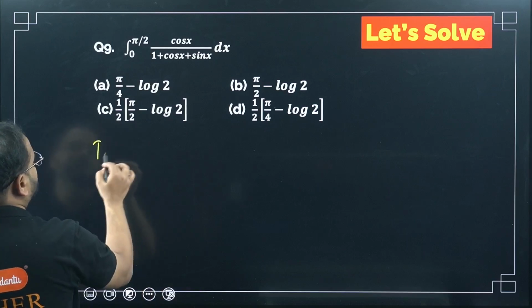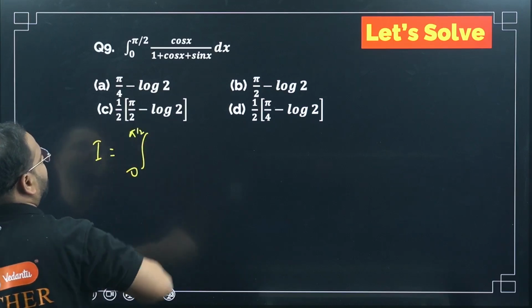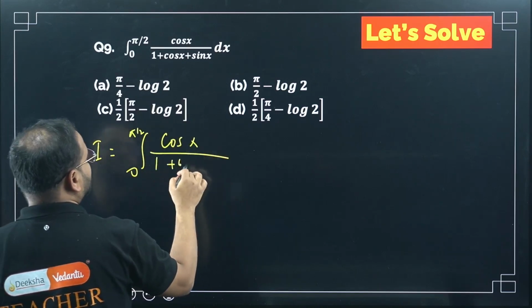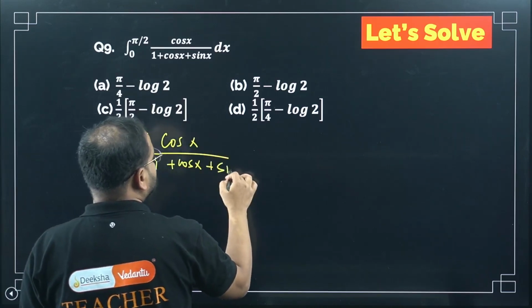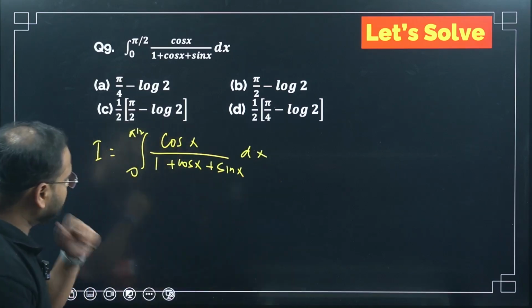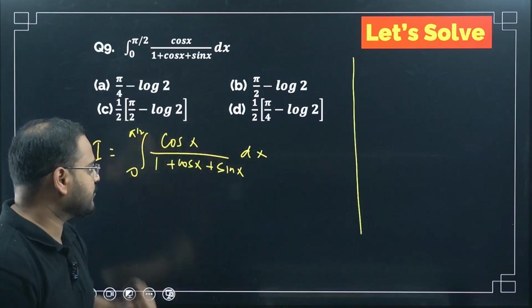Take this integration, I equals to, same thing, substitute the limits 0 to pi by 2, cos x upon 1 plus cos x plus sin x dx. Now, to make use of any formula I have to use what? I can use two formulas over here. I'll write all the formulas for you.